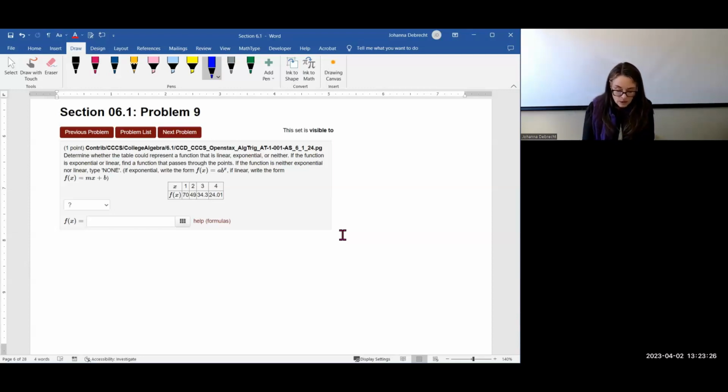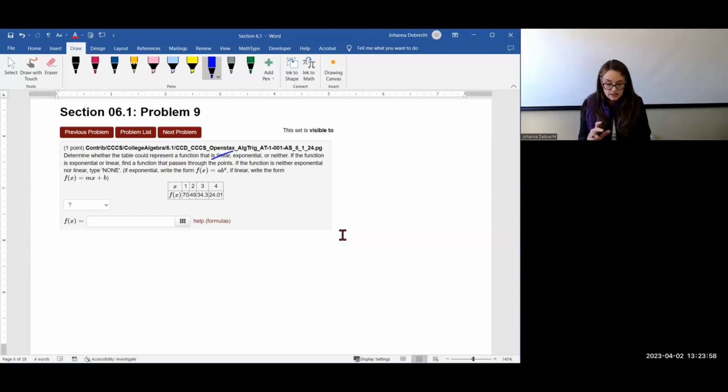All right, so when we look at this one, the first thing we look for is linear, because that's the easiest. 70 decreases to 49 by subtracting 21. But if I subtracted 21 again, I should get to 28, and I've got 34.3. And then from 34.3 to 24.01, well, that's definitely not the same value. So it is not linear. So I already know that it is not linear. So it's either exponential or neither.